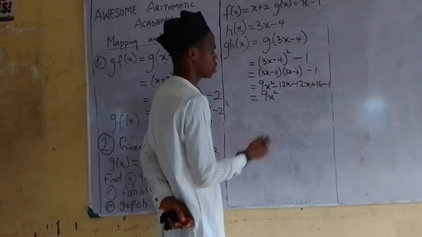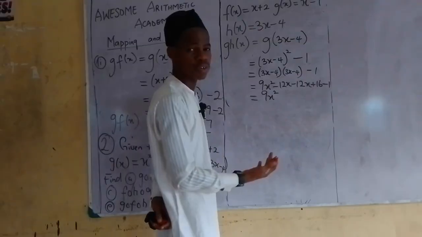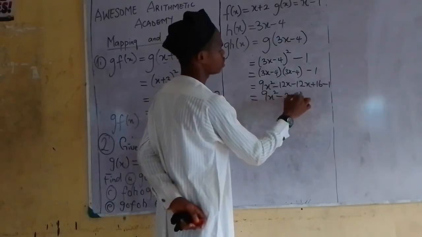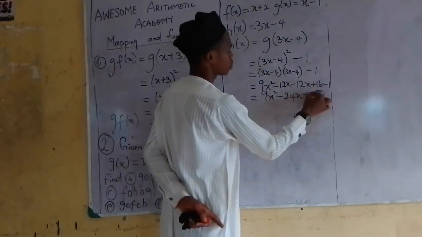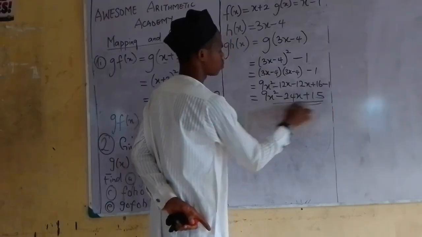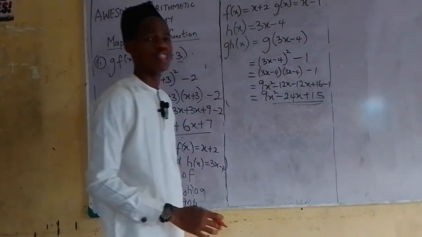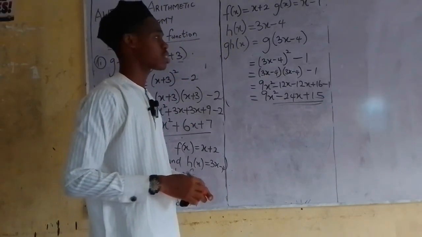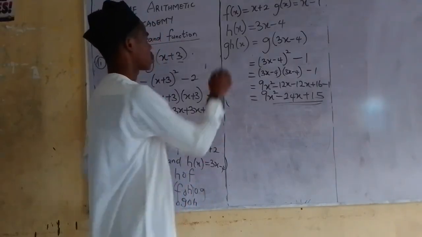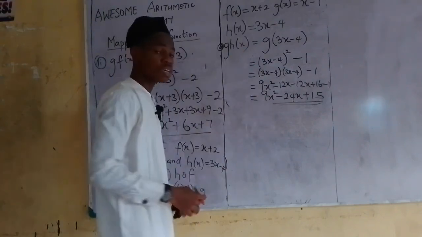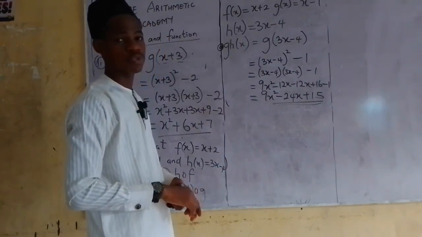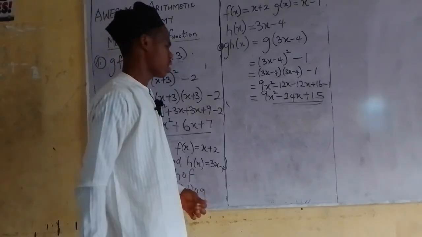9x squared, minus 12x minus 12x should be minus 24x. 16 minus 1 should be plus 15. And that's the solution to what? g h of x. So we are done with A now. The answer is 9x squared minus 24x plus 15.